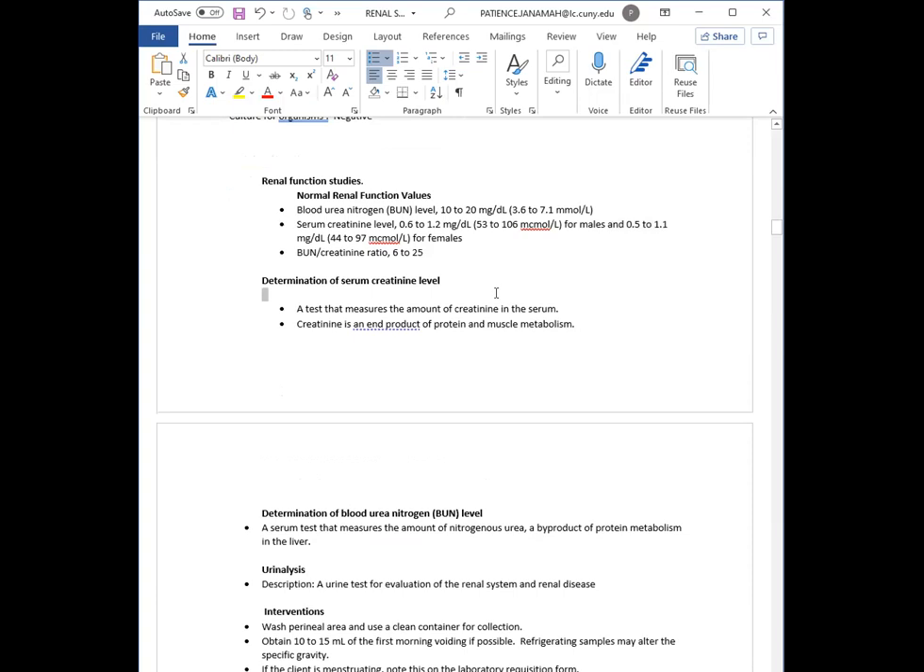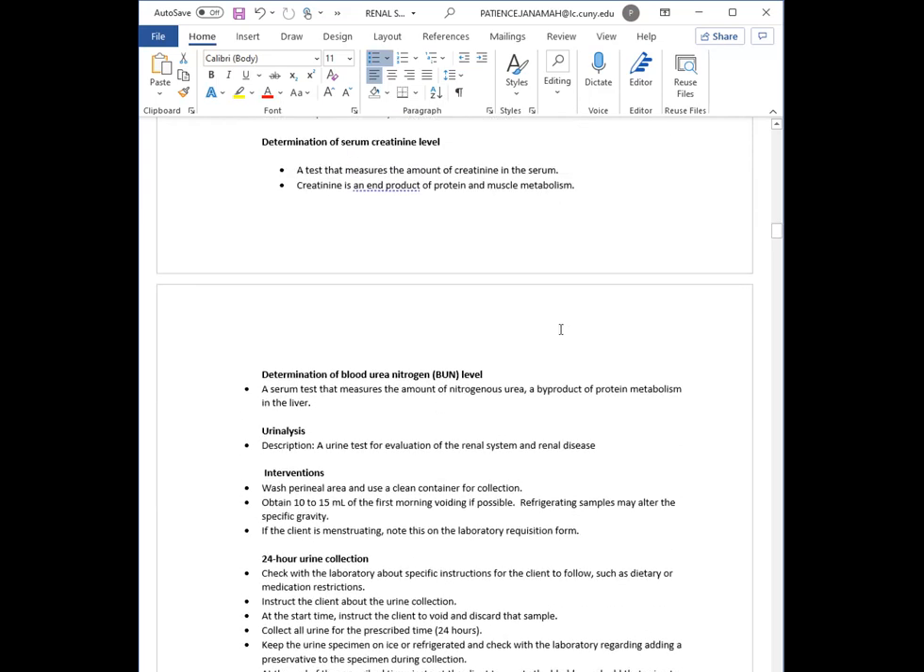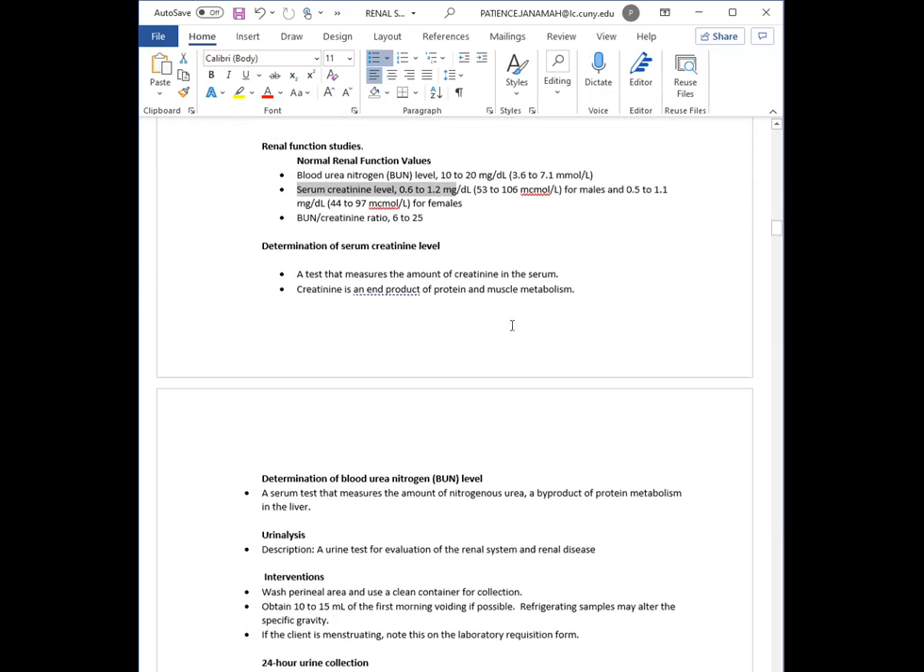Now, determination of serum creatinine. How is the serum creatinine determined? It is a test that measures the amount of creatinine in your serum, that is in the blood. They do this through the blood. Creatinine is an end product of protein and muscle metabolism. I was telling you about metabolic acidosis and metabolic alkalosis, which is different from respiratory acidosis and alkalosis. The end product of muscle metabolism is creatinine.